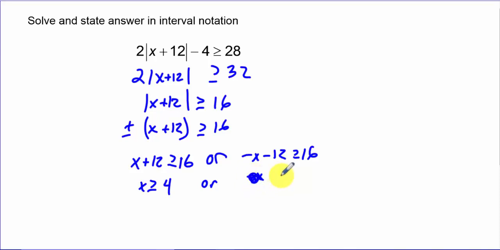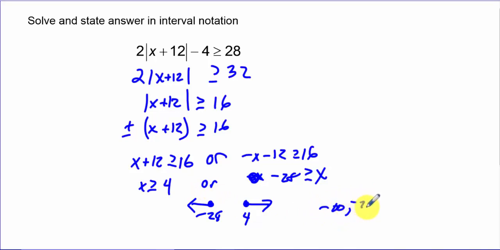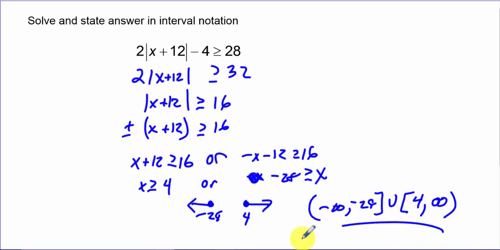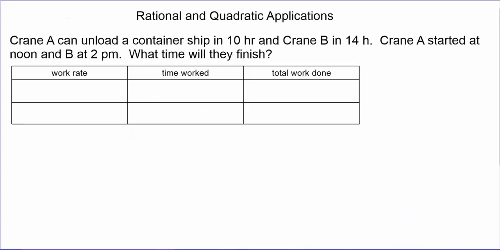Actually, let's do it this way. Let's go negative 28 greater than or equal to x. So now I have a negative 28, closed circle, going less than, a 4, closed circle, going greater than, but it's an OR problem, so when I state my answer, negative infinity to negative 28, this is included, this is not, or included 4, and infinity, closed circle. All right? So that's it as far as the absolute value goes.